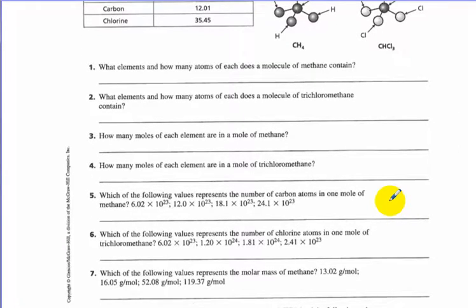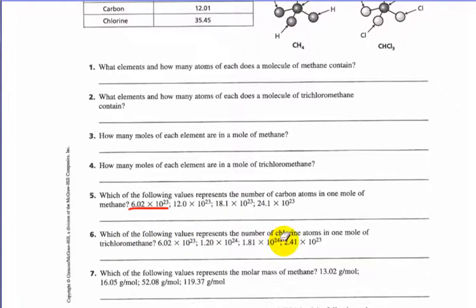Which of the following values represents the number of carbon atoms in 1 mole of methane? If I have 1 mole of methane, of course you can see I have 1 mole of carbon. So of course you know the answer should be that. Whoops, wrong question. It should be that. It's the same thing. We have the same ratio there. And I erased the wrong one. There we go.